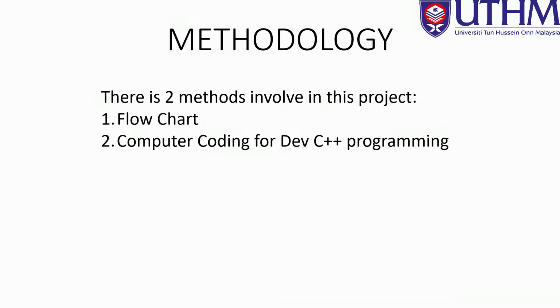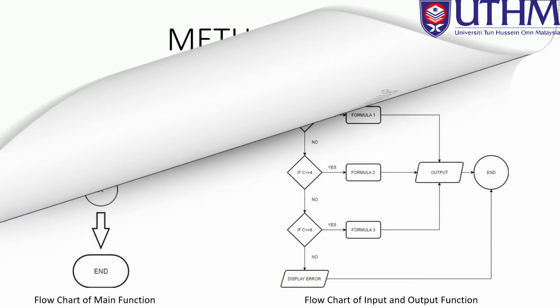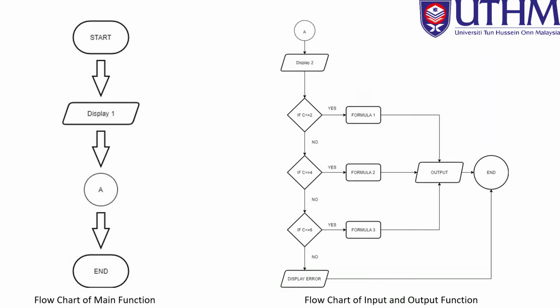For the methodology, there are two methods involved in this project. First, flowchart. Second, computer coding using Dev C++ programming. Here is the flowchart involved in my project. First is the flowchart for the main function, and the flowchart on the right is the flowchart for the input and output function.